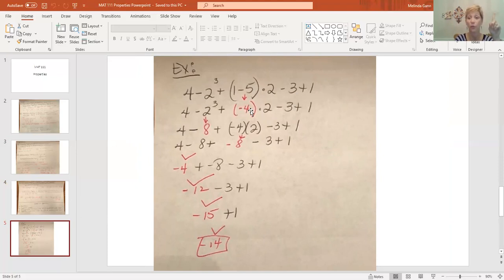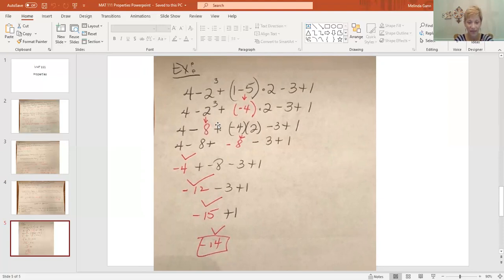So I start looking for roots and powers. Well, see, here's a power. So I've got to do 2 to the third. Now remember what 2 to the third means. 2 to the third means 2 times 2 times 2. And 2 times 2 is 4, and 4 times 2 is 8. So 2 to the third is 8.